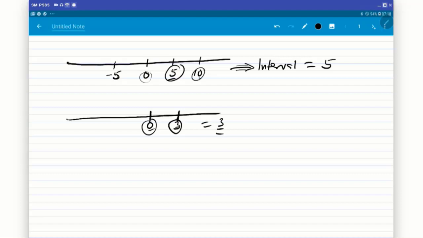That's the interval of the number line. So if I want to find more, all I need to do is keep adding 3. So plus 3, I have 6. Plus 3, I have 9, the next one, and so on like that. So that's how to use the interval of a number line.